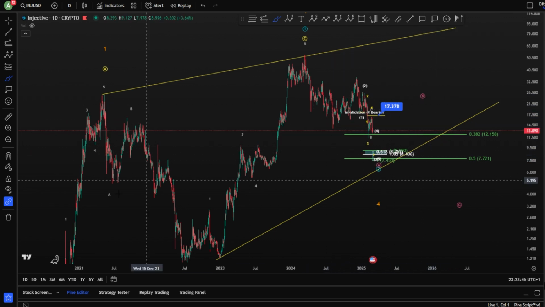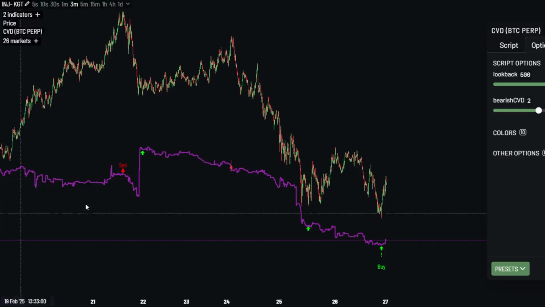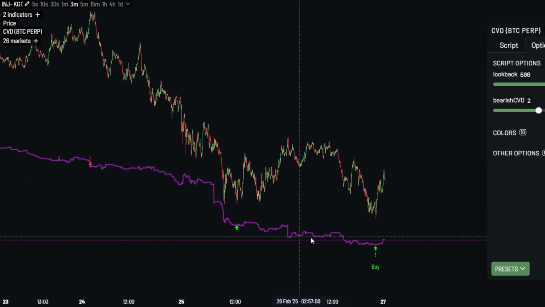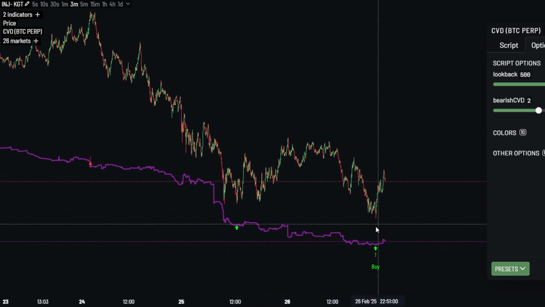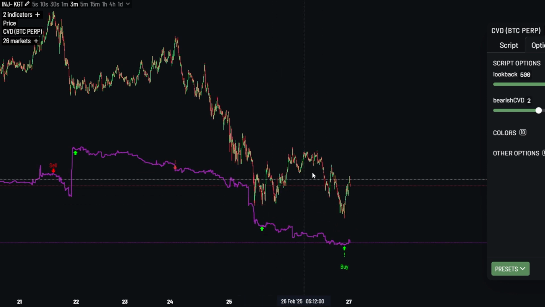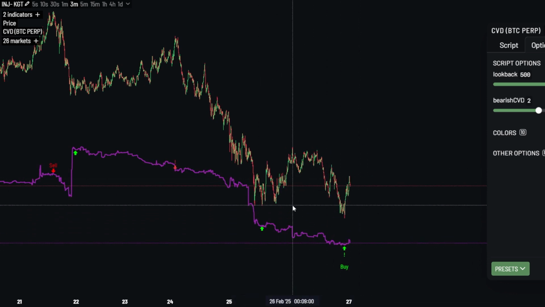So let's take a look also at KGT for Injective. This is a new development as well for KGT. As we can see on the KGT for the 3-minute chart here, it's not a divergence actually. We took the low, so yeah, invalidation of bullish. So there is no divergence.